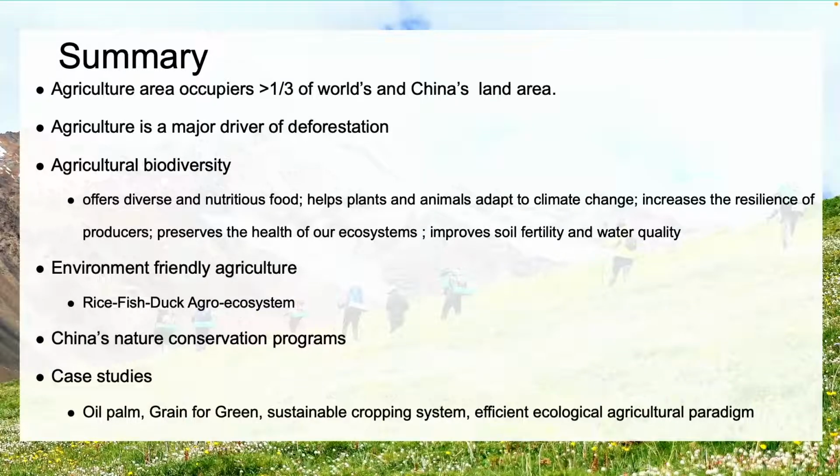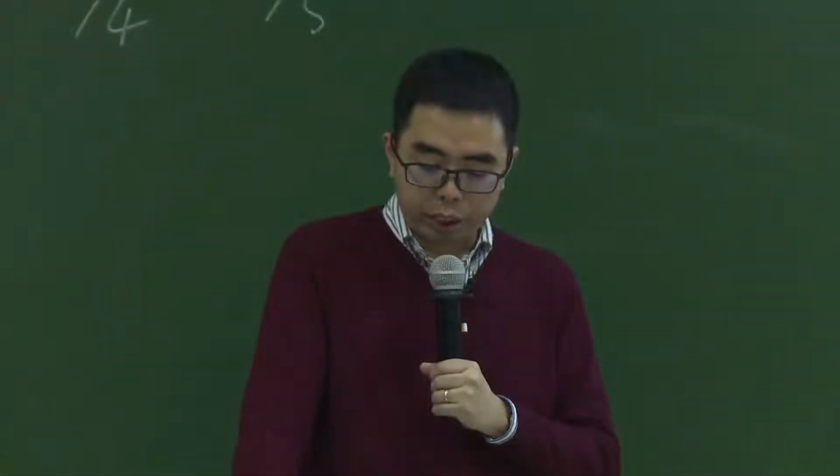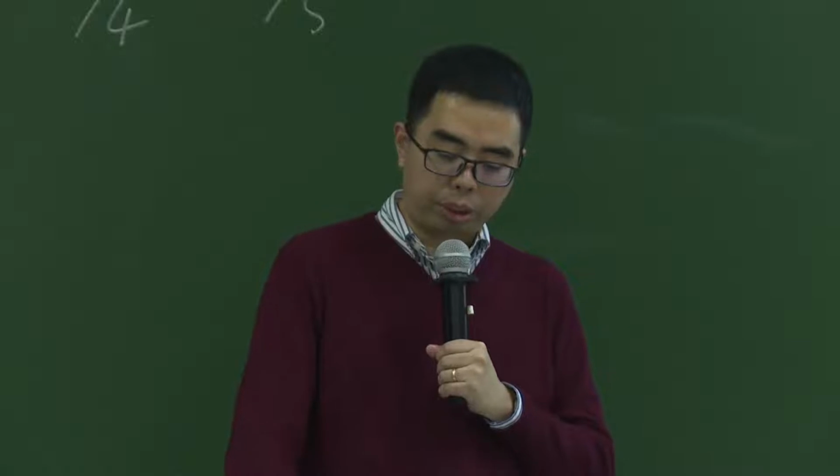Finally, we learned four case studies about sustainable oil palm plantations, returning agriculture area to forest, shrubland, grassland, and wetland, China's sustainable cropping system, and the experiment of efficient ecological agriculture paradigm. I hope this lecture gives you a comprehensive picture of nature conservation in agriculture areas of China.